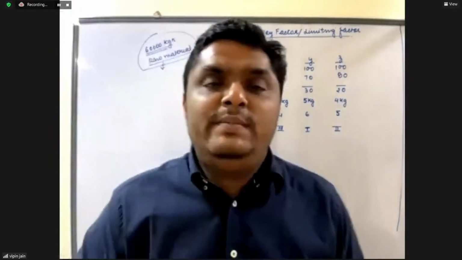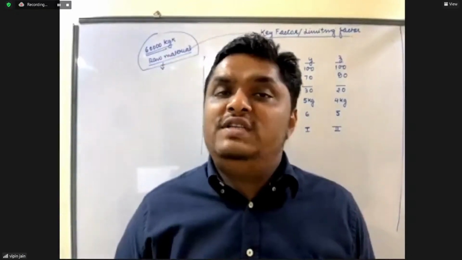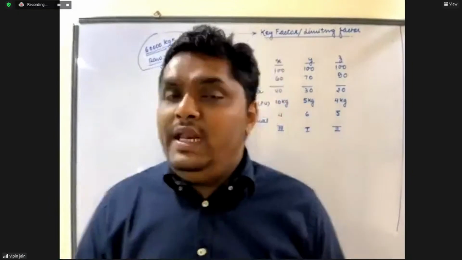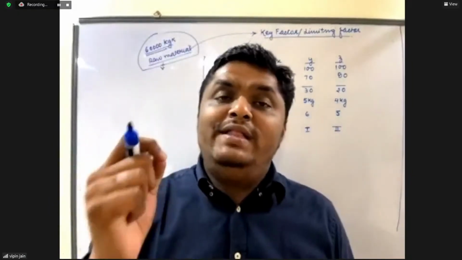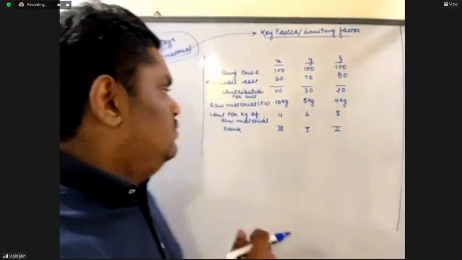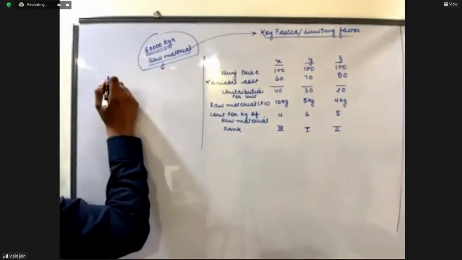So it is advisable to manufacture product Y first, then product Z, and then product X. Now, very important. Can you tell me how many units we can manufacture for product Y? Let's assume that there is unlimited demand for all the products.